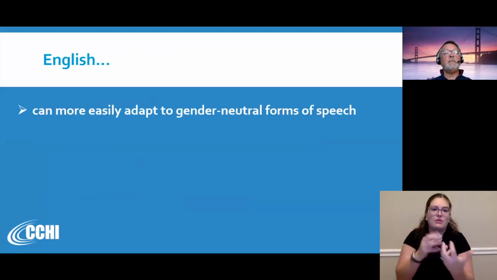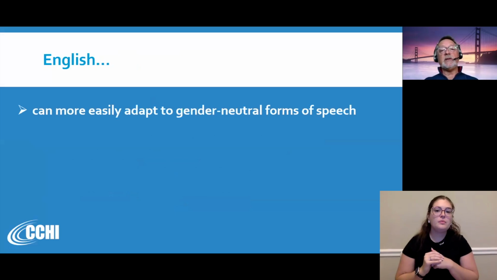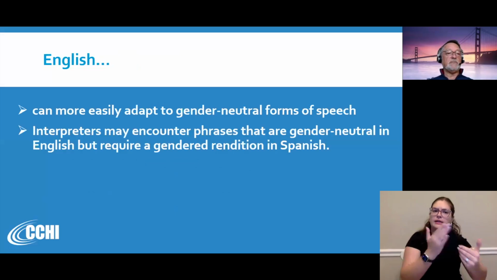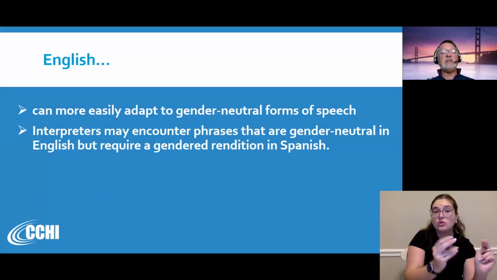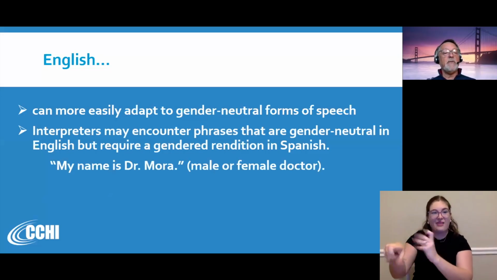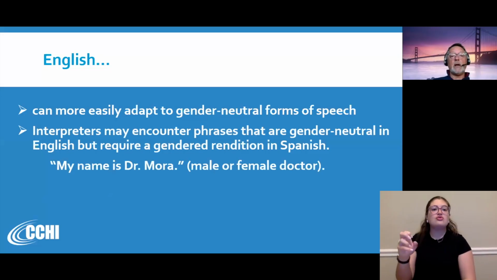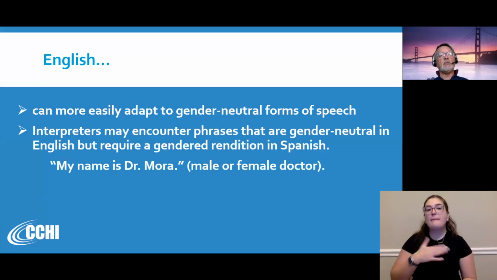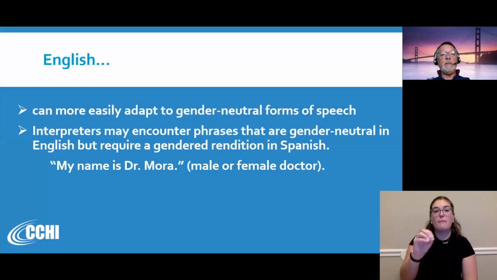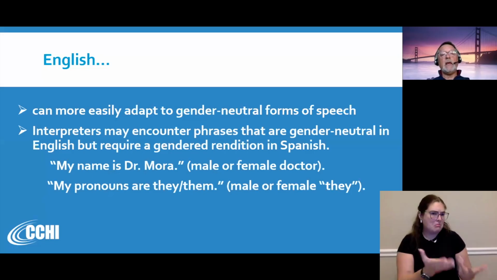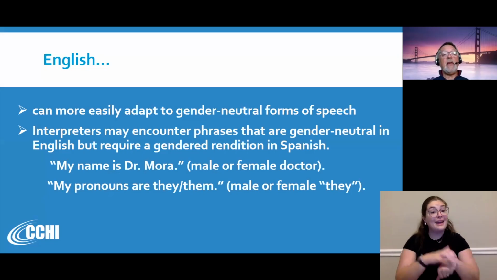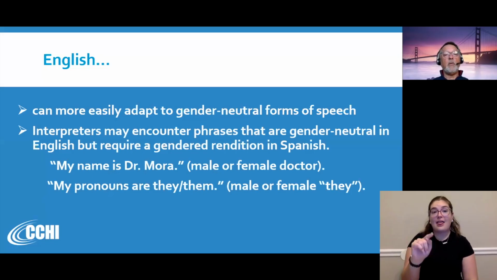So English can be more easily adapted to gender neutral forms of speech. And interpreters may encounter phrases that are gender neutral in English, but require a gendered rendition in Spanish. For example, my name is Dr. Mora. In Spanish, the word doctor would be male or female. My pronouns are they, them. In Spanish, they is either male or female.